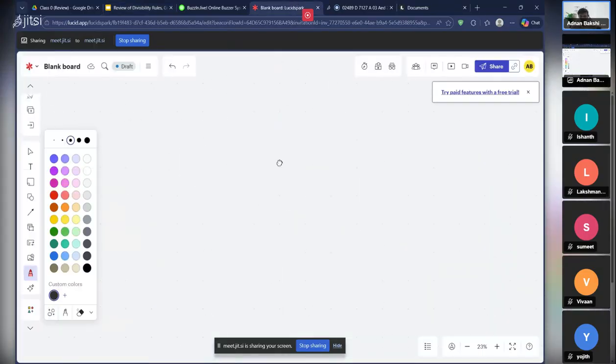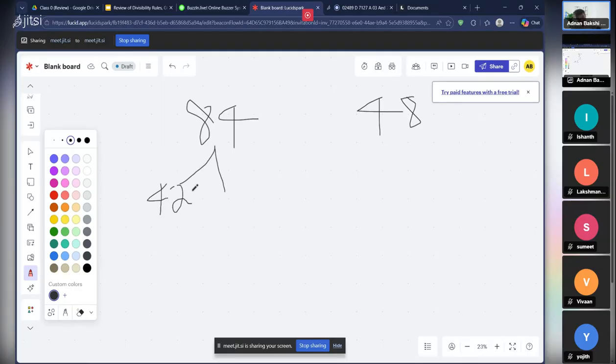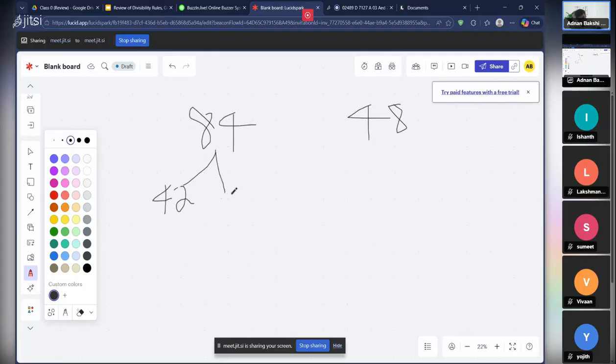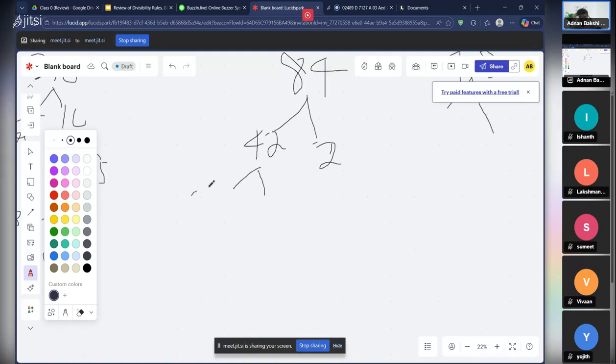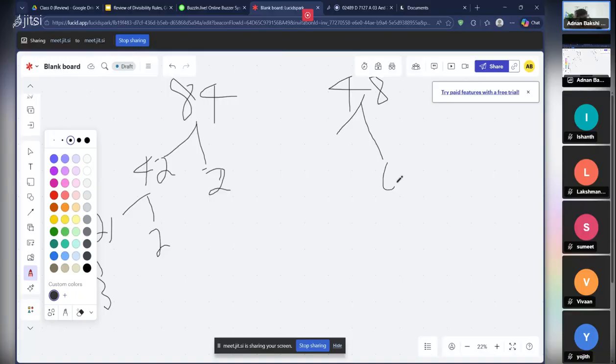84 and 48. So we're using prime factorization here. For this one, we actually need to take the highest power of each prime number. That's the difference between lowest common multiple and greatest common factor. So 84, then we got 42 and 2, 21 and 2, 7 and 3. For 48, you have 6 and 8, then you got 3 and 2, and then 4 and 2.